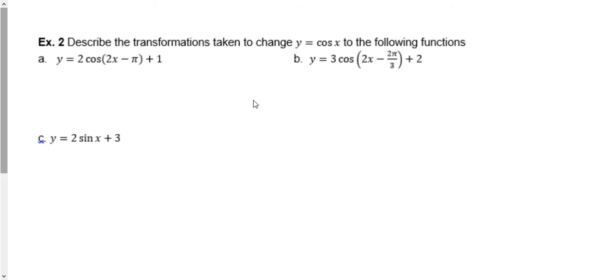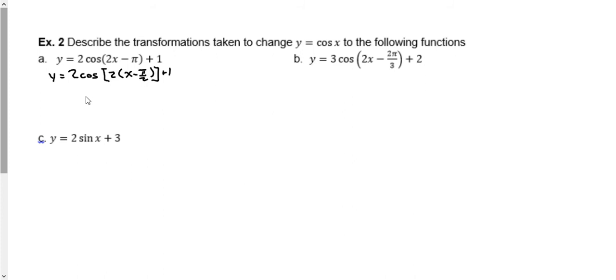In example 2 here, all we're doing is writing down our transformations to take y equals cos x into these equations here. So first things first, on this very first one, example A, I notice that I don't have a dedicated b value, so I'm going to quickly factor to make a dedicated b value. So we have y equals 2 cos, let's factor out a 2 there, so we have (x minus pi over 2) plus 1. And again, we just graphed this equation previously, so it should seem familiar.